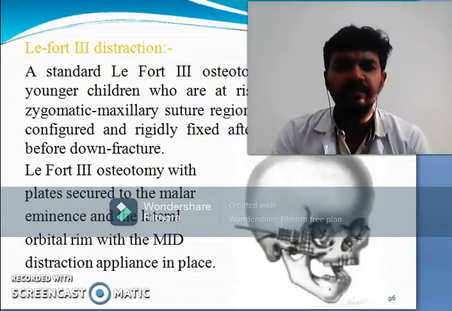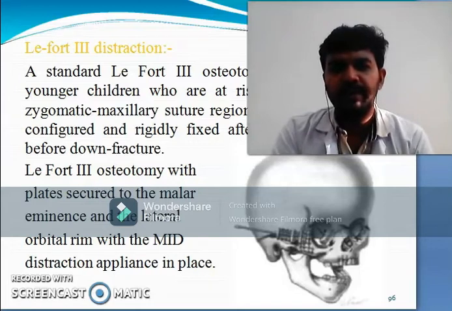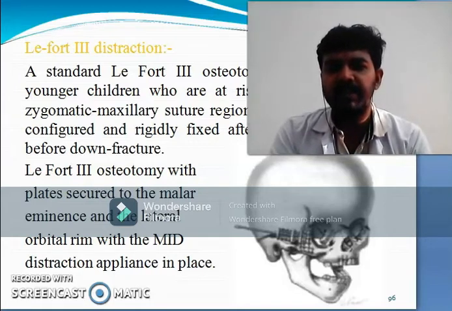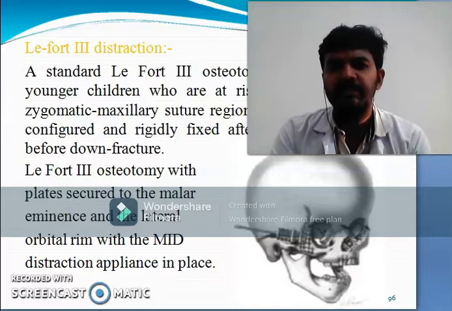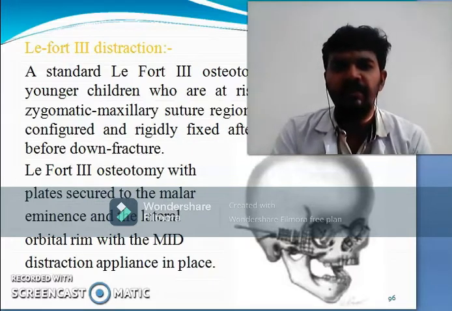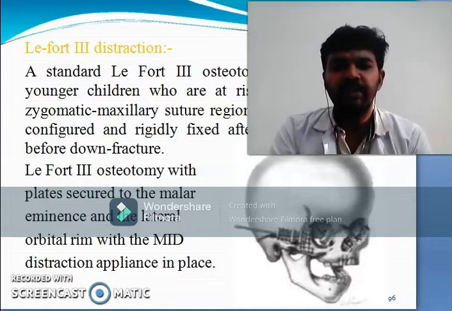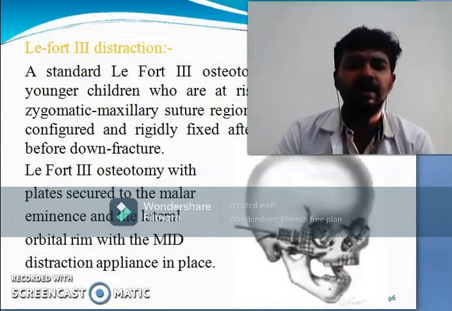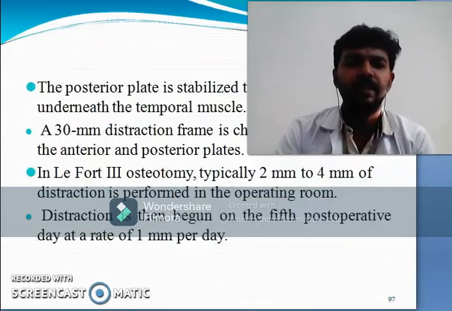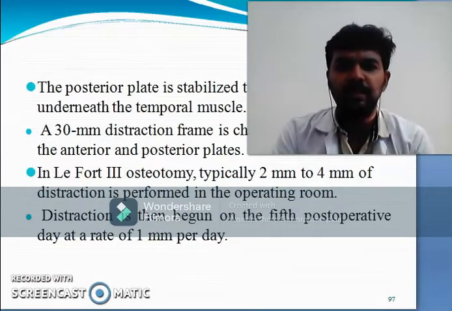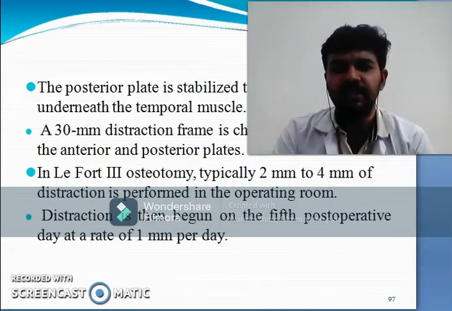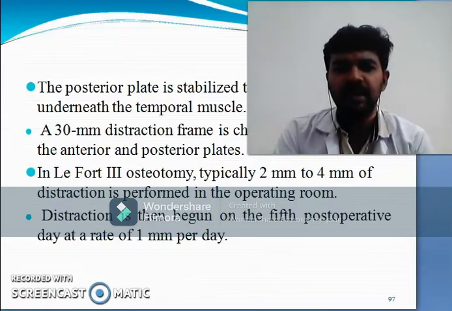Le Fort III distraction. A standard Le Fort III osteotomy is performed in younger children who are at risk of fracturing the zygomaticomaxillary suture region, and the anterior plate is contoured and rigidly fixed after the osteotomy but before bone fracture. In the Le Fort III osteotomy, the plates are secured to the malar eminence and the lateral orbital rim with the MID distraction appliance in place. The posterior plate is stabilized to the temporal bone underneath the temporal muscle, and a 30 mm distraction frame is chosen and attached to the anterior and posterior plates.